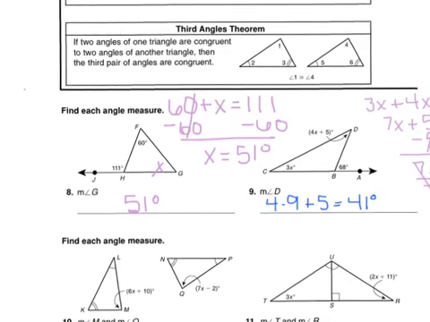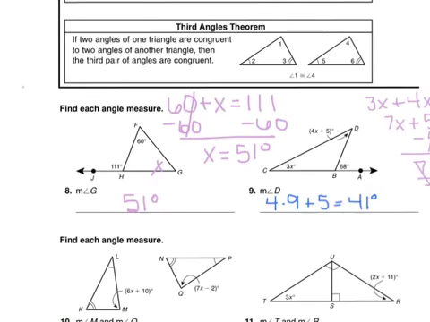Okay. The third angles theorem. This is very common sense. The third angle theorem says if you have two angles in one triangle that match two angles in another triangle, then what do you know about the third angles? So if I know angle 2 and angle 5 are equal, and I know 3 and 6 are equal, what do you know about 1 and 4? They're equal. The third angles theorem says that if these two angles are equal to these two angles, then the third angles have to be equal to each other as well.